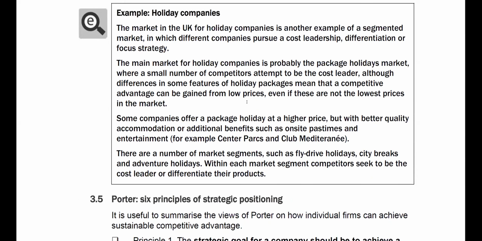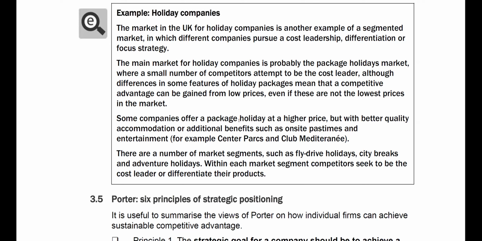So let's look at holiday companies, an example. The market in the UK for holiday companies is another example of a segmented market in which different companies pursue a cost leadership, differentiation, or focus strategy. The main market for holiday companies is probably the package holidays market, where a small number of competitors attempt to be the cost leader. Although differences in some features of holiday packages means that a competitive advantage can be gained from low prices, even if these are not the lowest prices in the market.